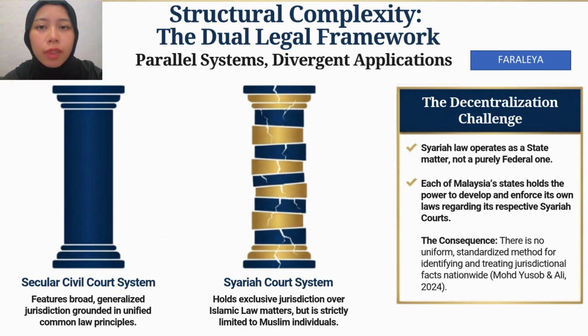For the Sharia court to act, one jurisdictional fact must exist. The person must be a Muslim. But because of decentralization, each state defines and proves this differently. As Muhammad Yusuf and Ali say, there is no uniform method nationwide. So the court must first determine this jurisdictional fact before it can hear the case. If it gets it wrong, the whole decision can be challenged under judicial review.